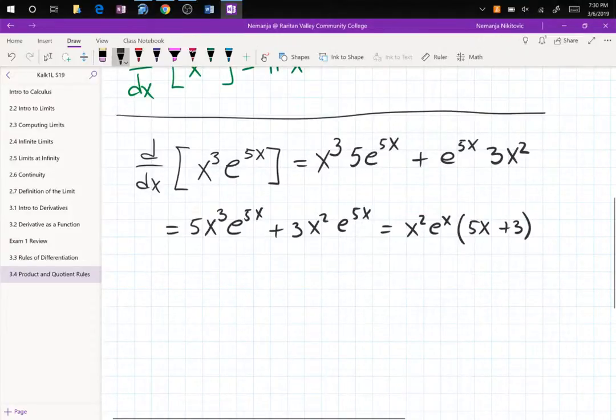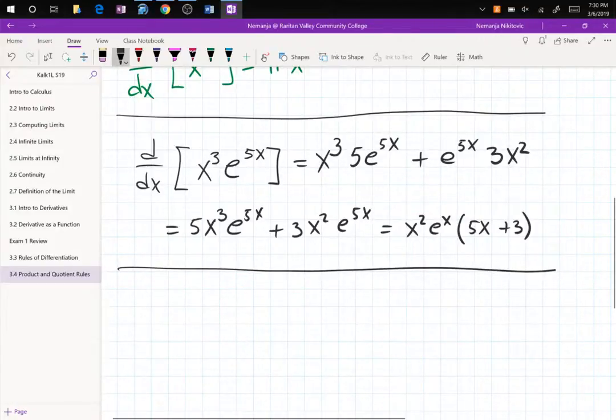The only reason why we are doing this is chapter 4. The next step will be to set it equal to 0, and then you solve equations. x squared equals 0, which gives you 0. e to the 5x has no solution, and the last one gives you negative 3/5. So that's coming up in chapter 4.